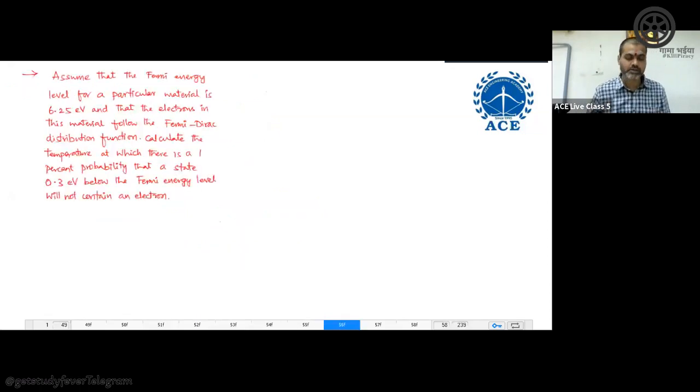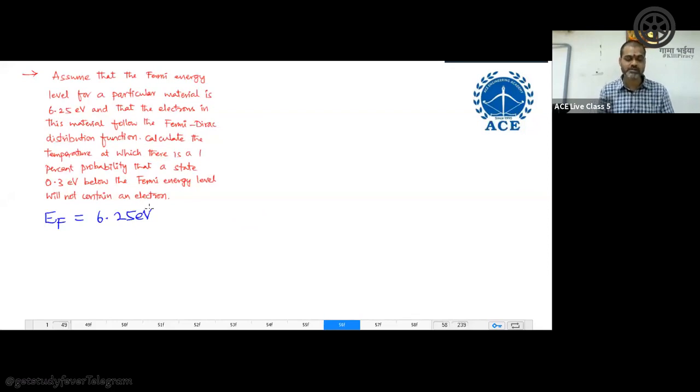Now let us go for the next one. See the next problem. Assume that the Fermi energy level for a particular material is given, EF is 6.25 electron volts, and that the electrons in this material follow the Fermi-Dirac distribution function f of E comma T. Calculate the temperature at which there is a 1% probability that a state 0.3 electron volts below the Fermi energy level will not contain an electron. Hope I am clear with the question.